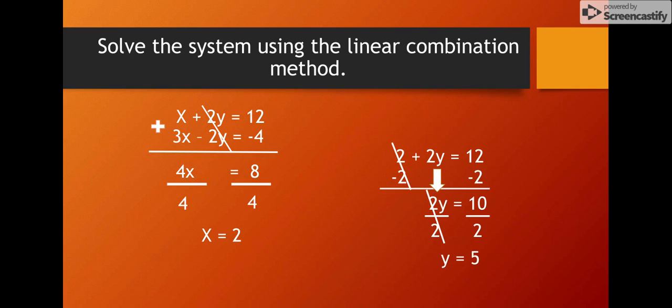Now what do I do with these? Remember, I need to put these into an ordered pair, so my answer is not done yet. Remember, it's always x comma y whenever I'm talking about ordered pairs or points on a graph. So the answer for this one would be 2 comma 5.